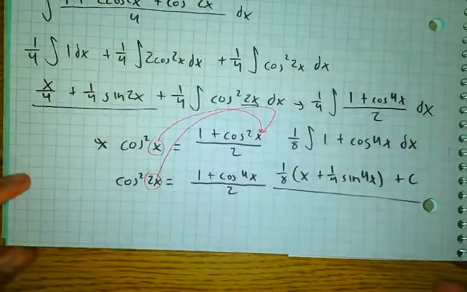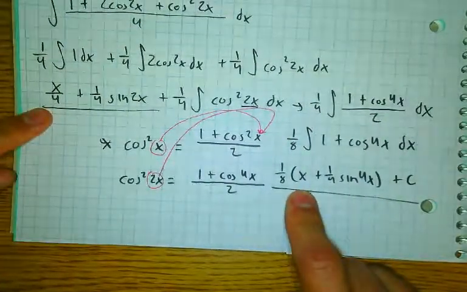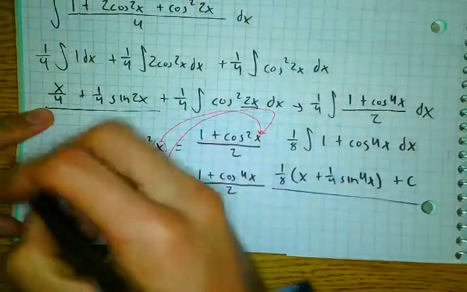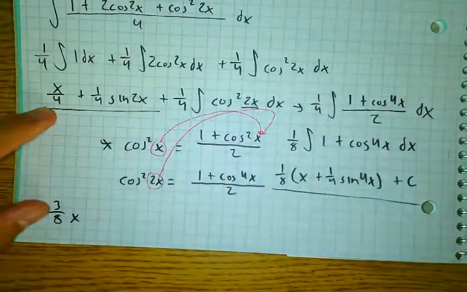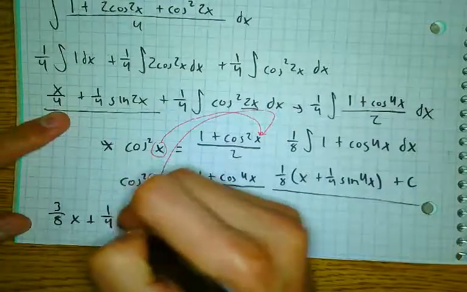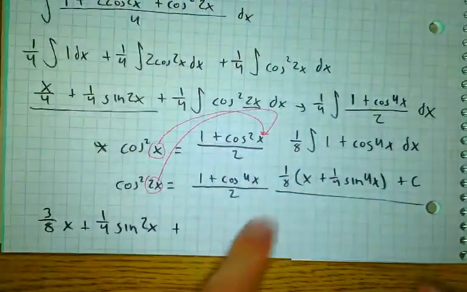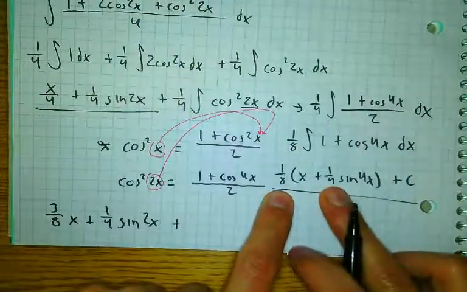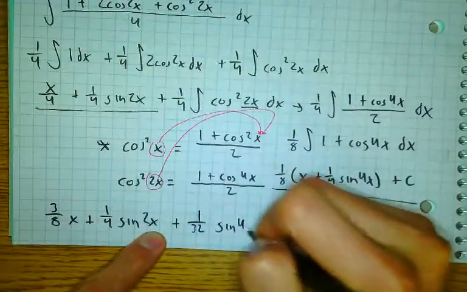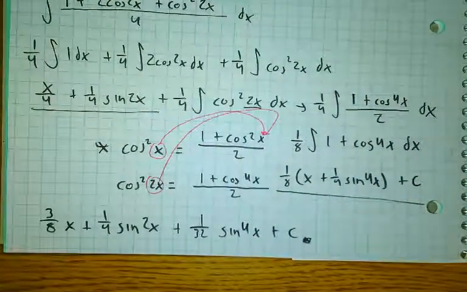So final answer, let's see, I have a 1/8 x, right? Which I can combine with this x to the 4th, which would be 3/8 x. And then this and this wouldn't combine, right? So plus 1/4 sine 2x plus 1/8 times 1/4 would be 1 over 32 sine 4x plus c. Cool?